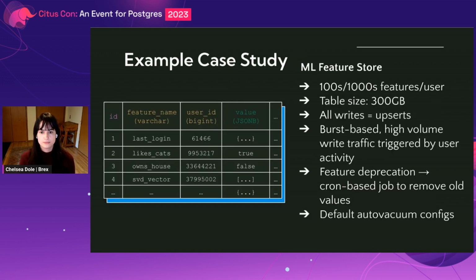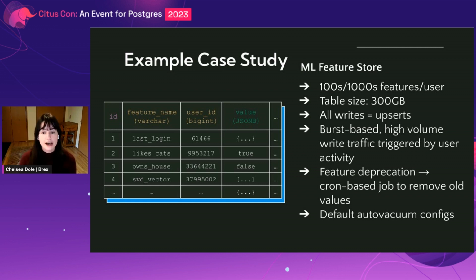An example case study, which I've seen at multiple organizations, might look like this. You might have a machine learning feature store, which is storing hundreds or thousands of features per user with a uniqueness constraint around feature name and user ID, because, for example, user 61466 only wants one value for last login. We're going to have all writes as upserts. So if it doesn't exist, I'm going to insert it. If it does, I'm going to update the value. And maybe our table size is around 300 gigs.